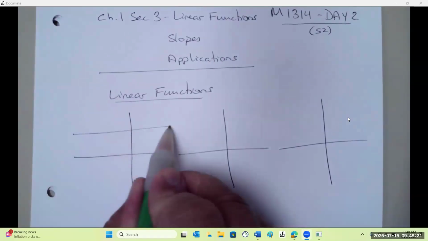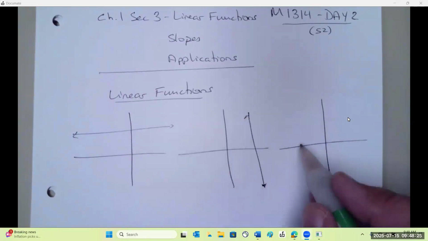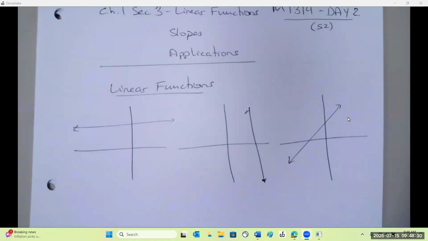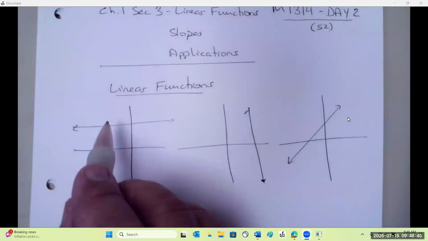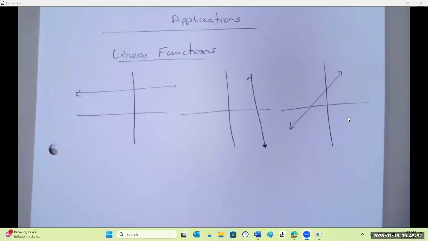It could be horizontal, it can be vertical, or it can have any other slope. Notice a linear equation, the graph of it doesn't have a bend or a curve or a point or anything. Those are linear functions, the linear equations. It just has x and y, nothing else around it. No powers, no special operations.